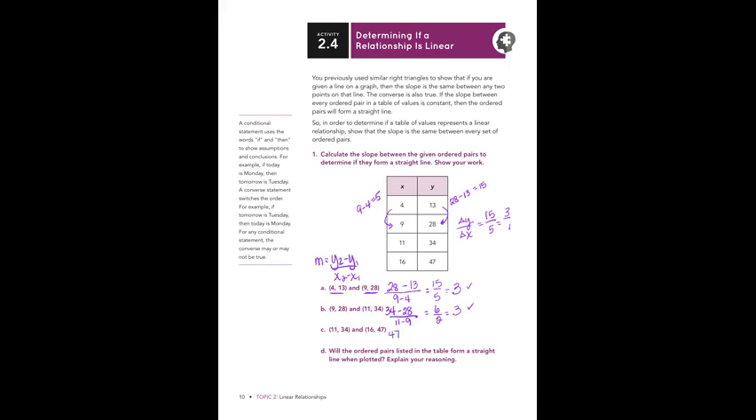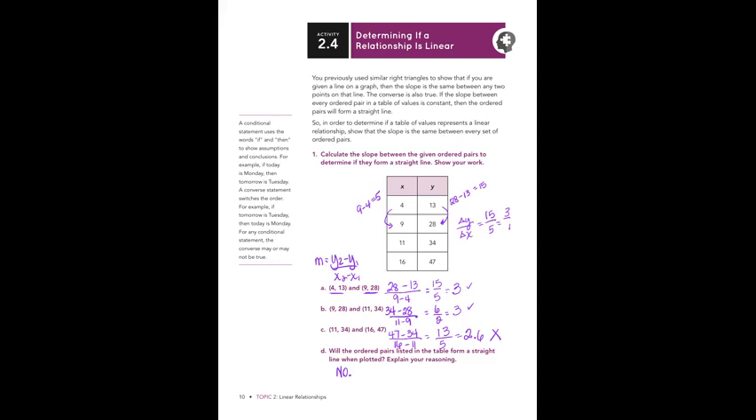So I'm going to do 47 minus 34 over 16 minus 11. And 16 minus 11 is 5, and 47 minus 34 is 13. So I have 13 over 5. And if I divide 13 by 5, that obviously doesn't equal 3. 5 goes into 13 twice, and this would be 2.6. So you can see it doesn't have the same rate of change. So when we ask, will the ordered pairs listed in the table form a straight line when plotted? You have to say no.